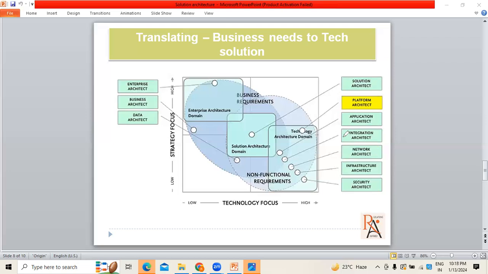This is where integration architecture comes into the picture. The third one is network architect. A network architect is the person who develops the networking for the project, right? So the networking of the application, where the application can be integrated with different systems in different locations, is something we have to focus on.